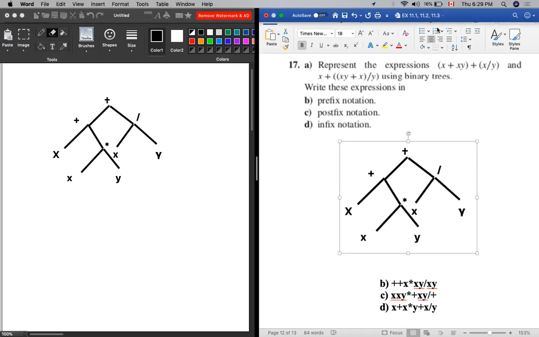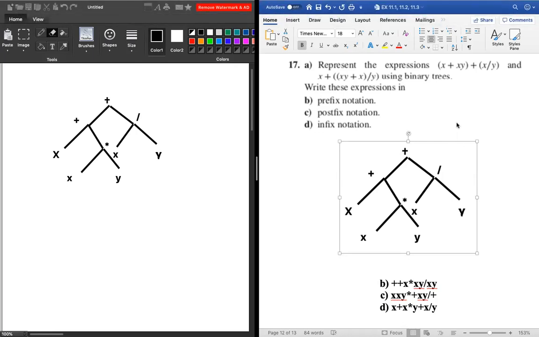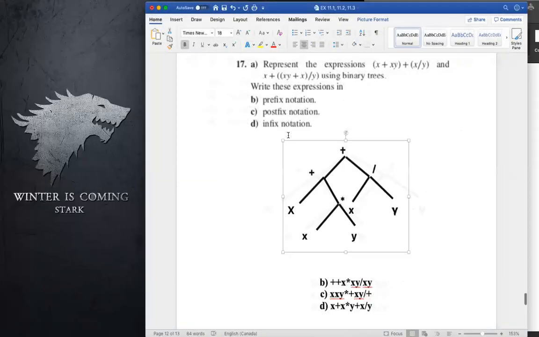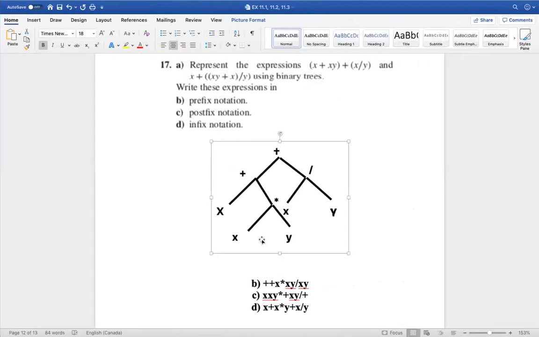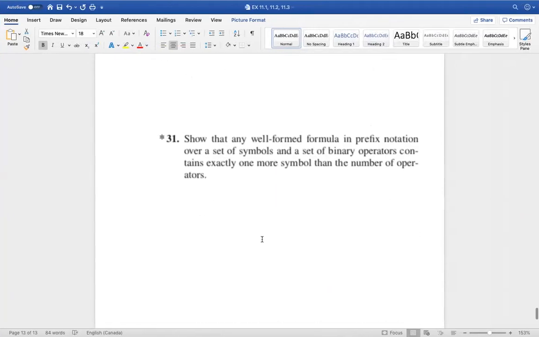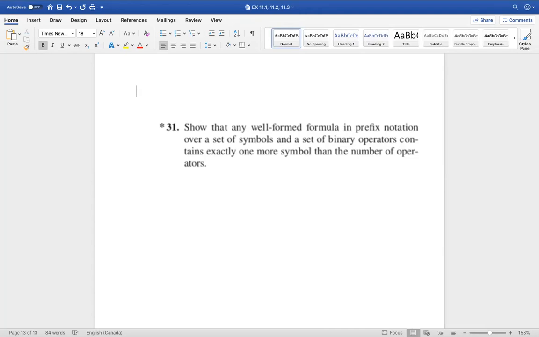So basically in the next one, we have question number 31. Show that any well-formed formula in prefix notation over a set of symbols and a set of binary operators contains exactly one more symbol than the number of operators.